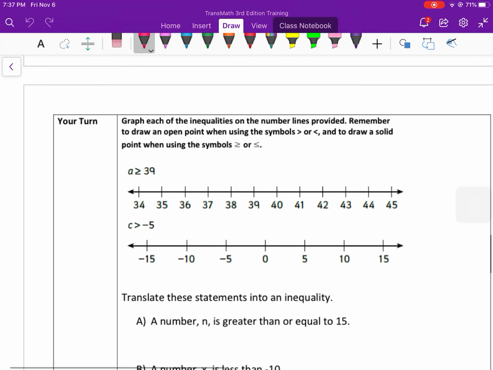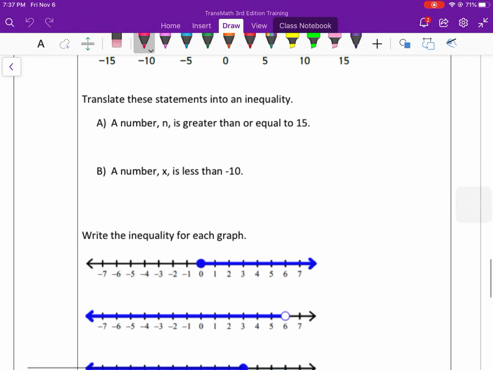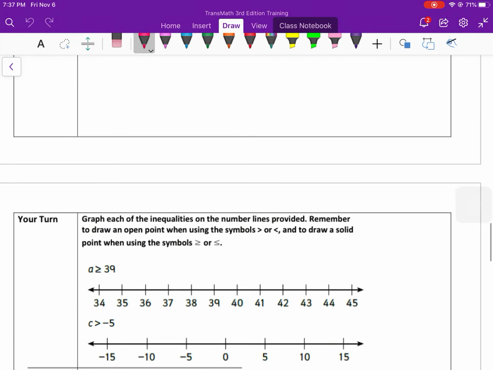How about you give it a shot? So a couple of review with graphing, and then translating, and then writing the inequality.